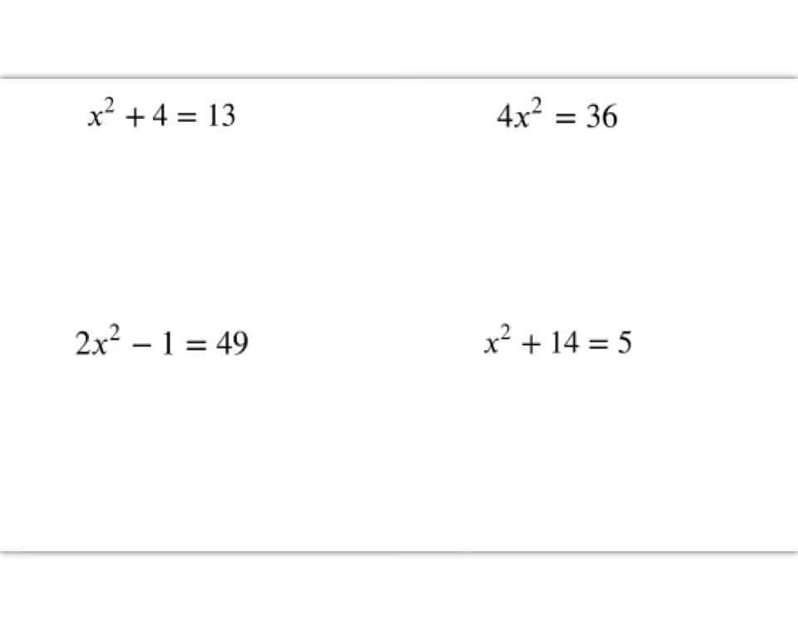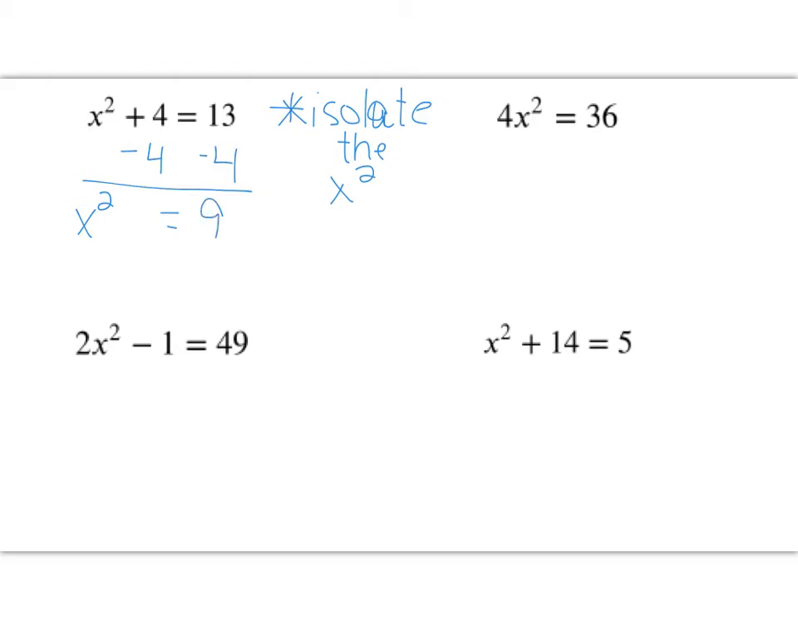So look at all of these equations. Notice that the squared term, the x squared, has something else on the same side of the equal sign with it. So your first job is to use your equation operations and isolate the squared term. So here I have x squared plus 4 equals 13. So I have to subtract 4 from both sides. I get x squared equals 13 minus 4 is 9. Now you are ready to take the square root of both sides, solve this equation, and tell me what the solution to this equation is.